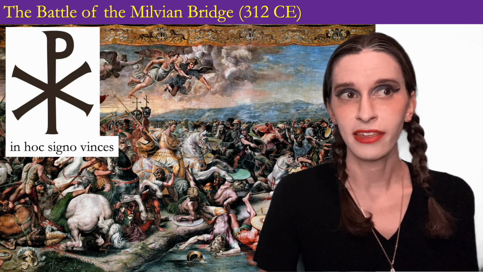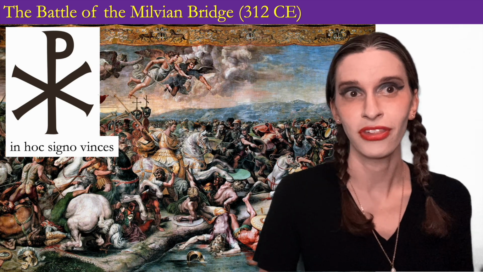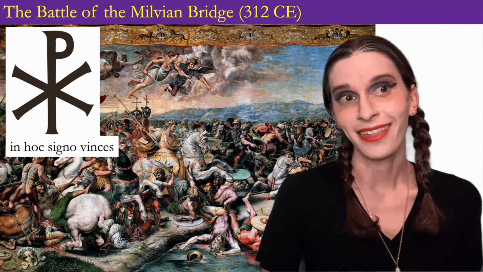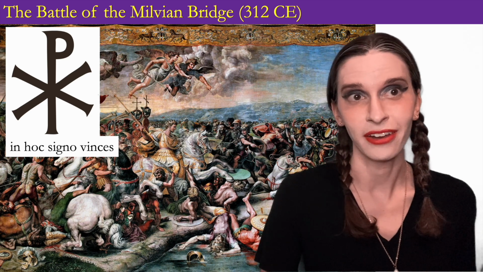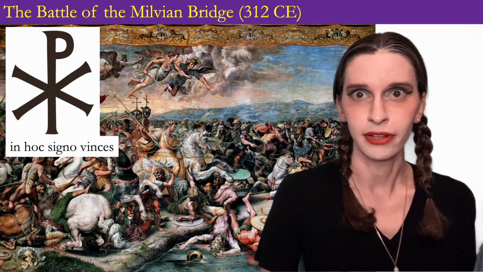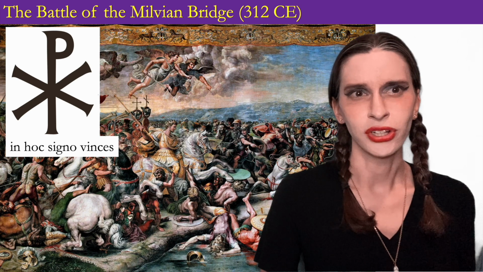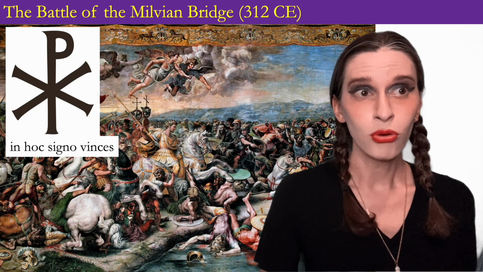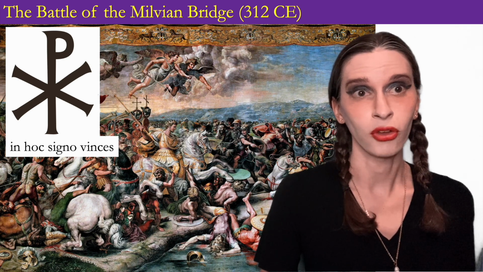So Constantine has his soldiers paint the Chi-Rho on their shields, and when he wins the battle, he sees it as evidence of the power of the Christian God. This story is, of course, shrouded in legend. And Constantine's conversion is not instantaneous. He grows closer to Christianity in private throughout the rest of his life.